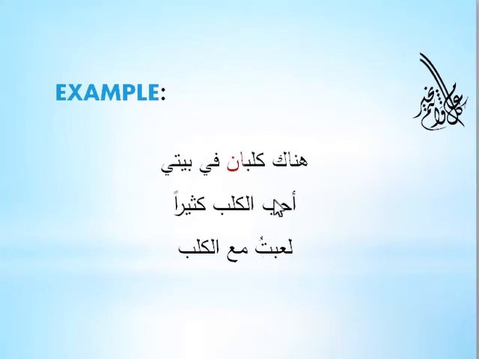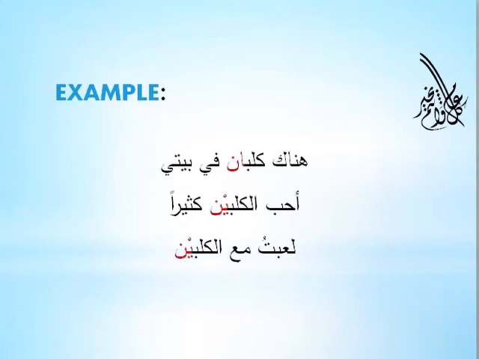Now, think about here. Uheb el kelb. What is the kelb here? Is it a subject? No, of course not. It is the object of my intense loving. So, if I'm going to double those kelbs, what am I going to get? Right. Uheb el kelbain kathiran. I love the two dogs very much. And the same thing here. La'ebtu ma el kelbain. Why?